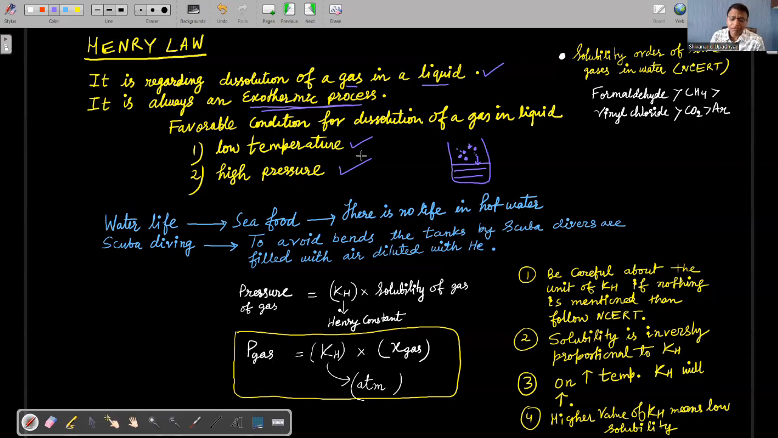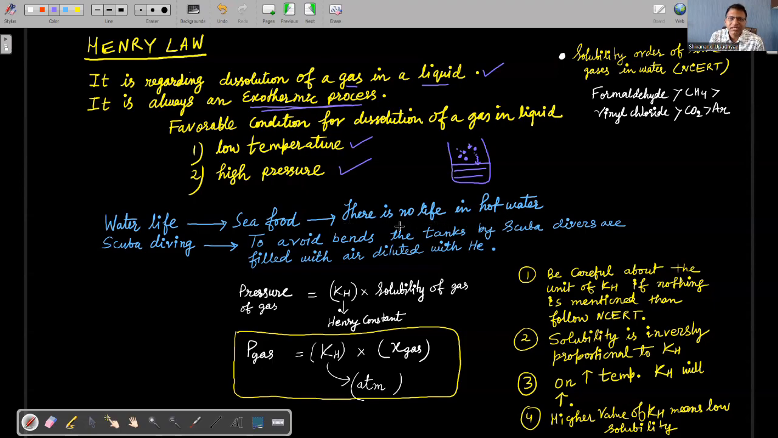Now, why are we studying Henry law? The first thing is water life. Most of the food in this world is from the sea, not from agriculture. More food comes from the sea in the whole world. So seafood is dependent on sea life, and there is no life in hot water.